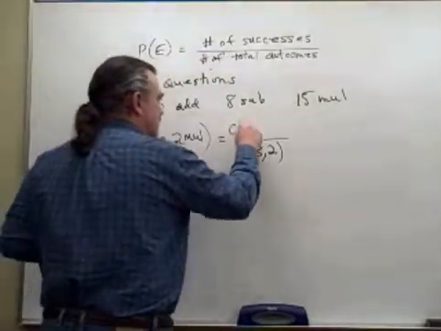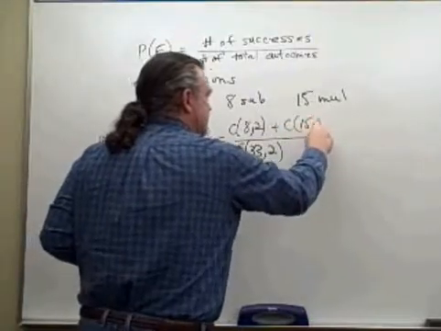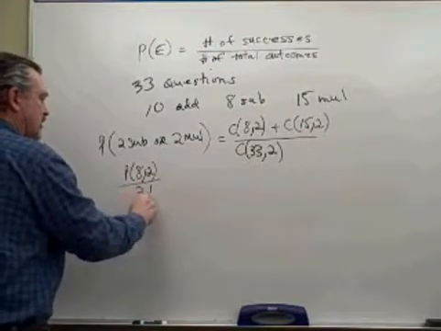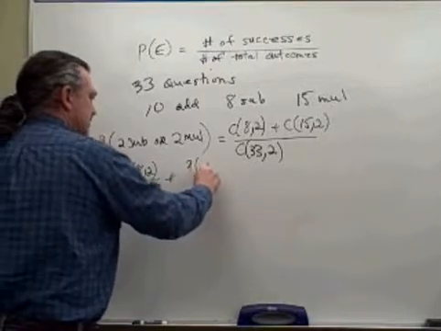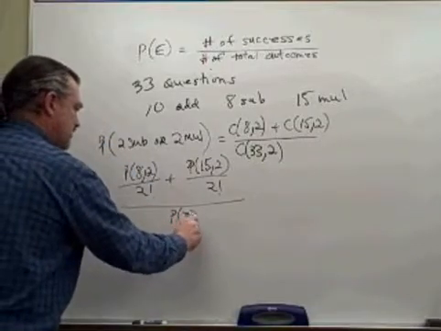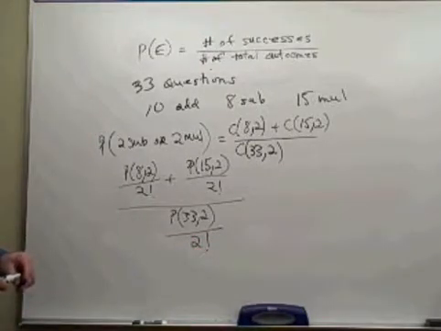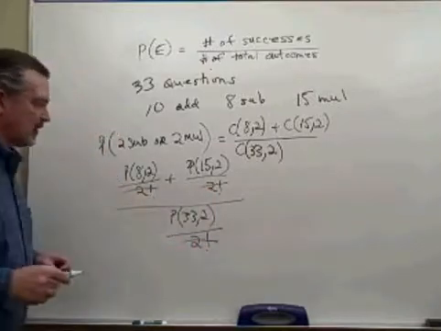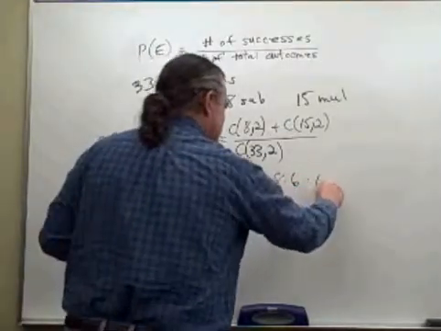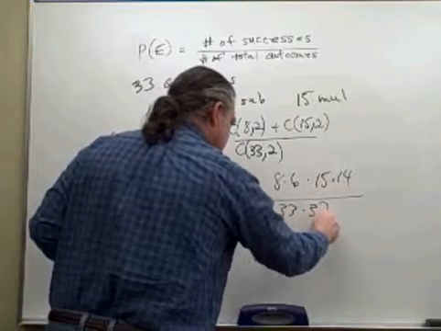So 2 subtractions, that would be a combination of 8 taken 2 at a time. 2 multiplications would be a combination of 15 taken 2 at a time. So that's going to be permutation of 8 taken 2 at a time over 2 factorial, plus permutation of 15 taken 2 at a time over 2 factorial. All of that over permutation of 33 taken 2 at a time over 2 factorial. And once again, all of these 2 factorials are going to cancel each other out. So that would give us 8 times 7 times 15 times 14 over 33 times 32.